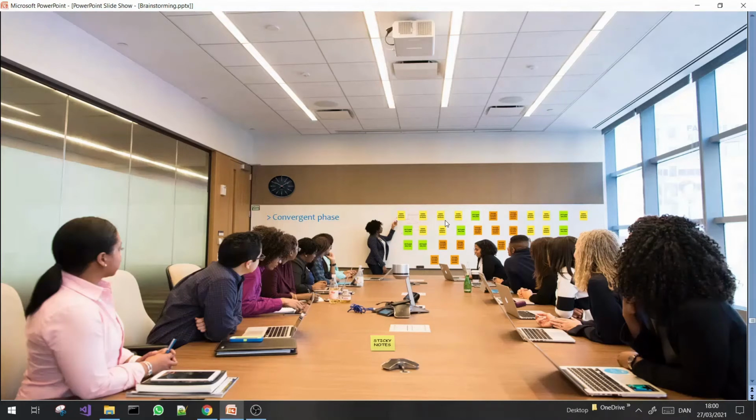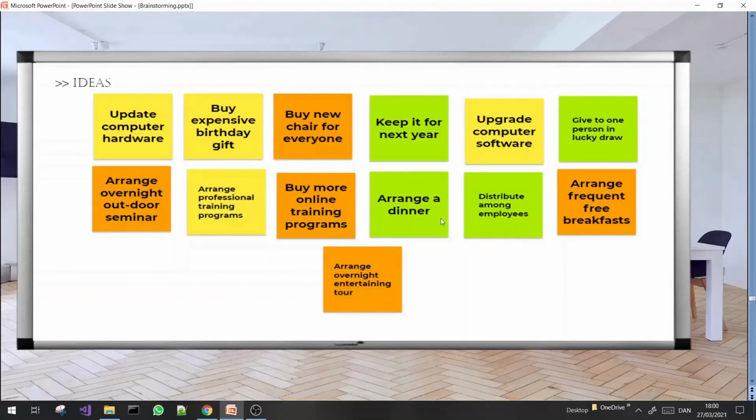If there are too many ideas, then we can apply the affinity diagram technique, which divides ideas into logical groups, and then it becomes easy to handle. However, we don't have this situation because most of the ideas are overlapping or repeated. So after this session, we have exactly 13 ideas, like we should buy computer hardware or new computers.